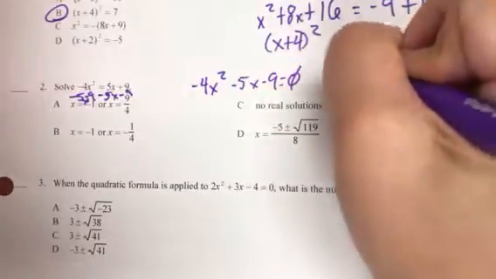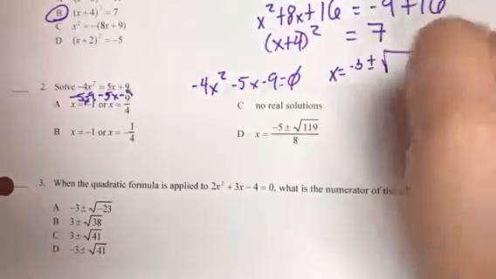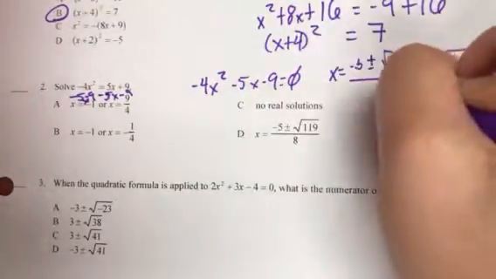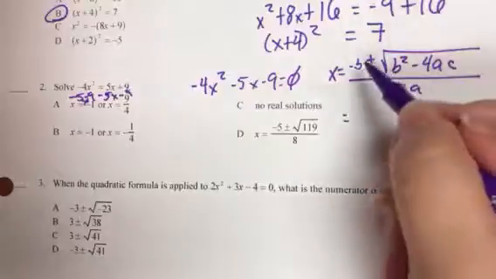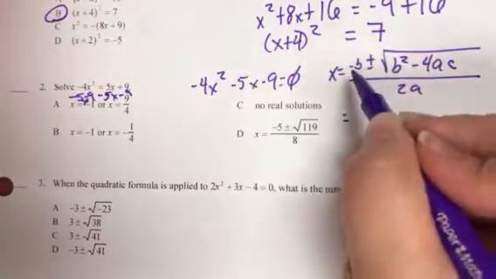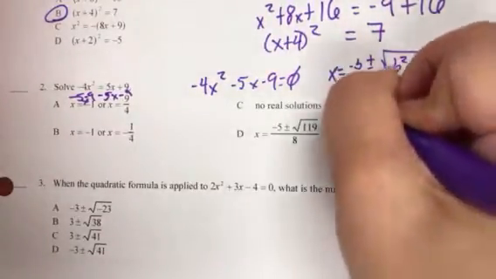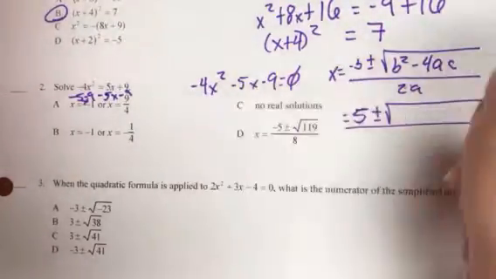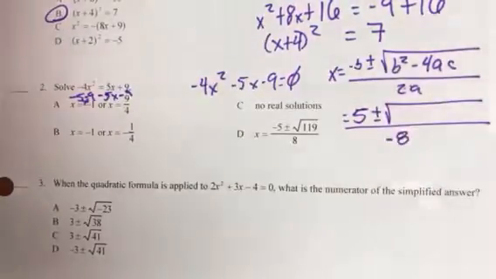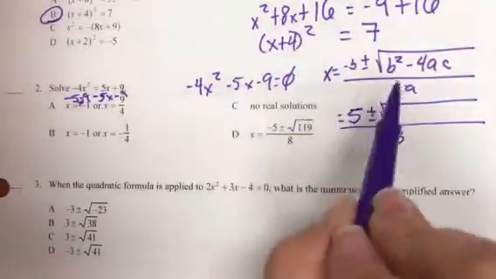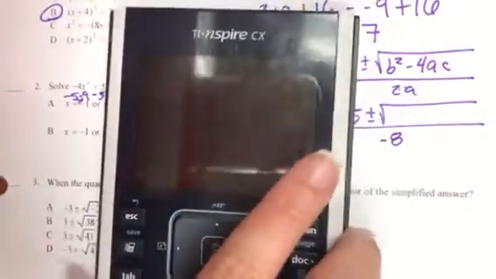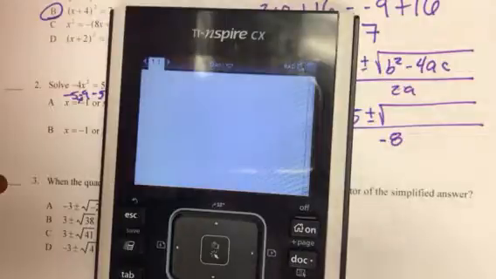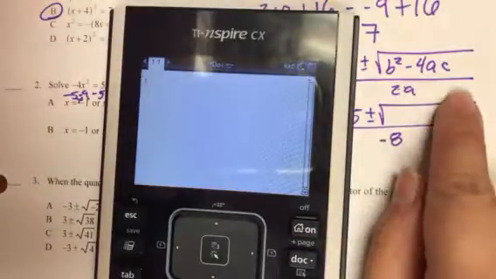So x equals negative b plus or minus the square root of b squared minus 4ac all over 2a. My b is negative 5, so negative 5 and a negative makes that a positive 5 plus or minus 2 times my a, which would be negative 4, gives me a negative 8 on the bottom. And then I'm going to type this straight in my calculator. So I'm going to start a new document. I'm going to add a calculator. And I need b squared minus 4ac.